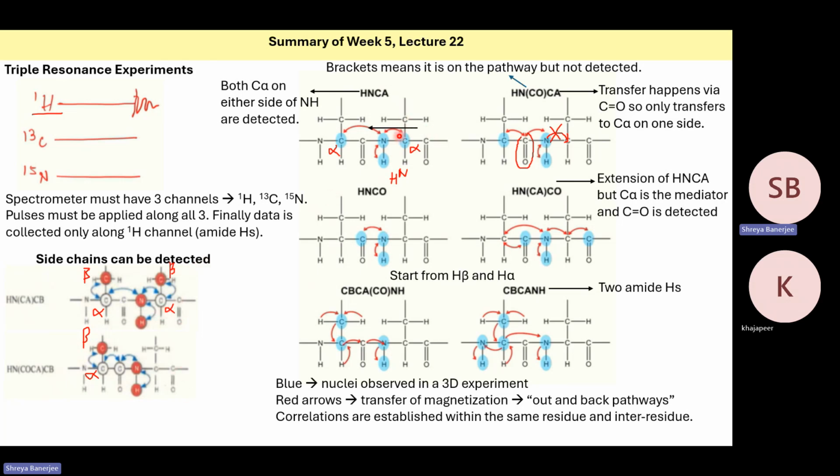So far, in the 6 experiments that we have seen, this 1, 2, 3, 4, 5, and 6, you are all starting the initial pulse from the amide hydrogen. In these two last experiments, you are starting from H beta and H alpha. So this experiment, that is CbCaCONH, you are starting from H beta.